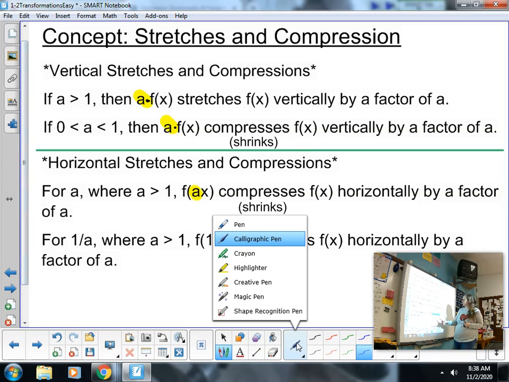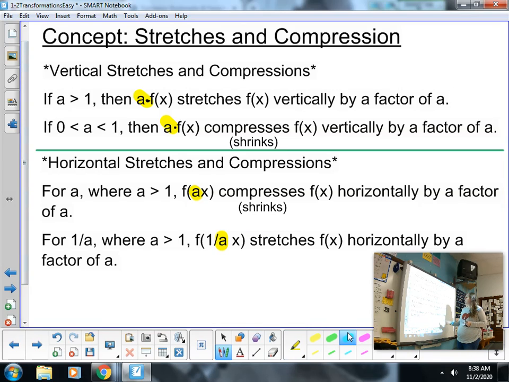Now I did put this word in here, shrinks, for that. IXL uses the language of shrink instead of compression. So I just want to make sure that we understand what that terminology actually means. So again, outside whole number is going to be a vertical stretch. Outside fraction is going to be a vertical compression or vertical shrink.